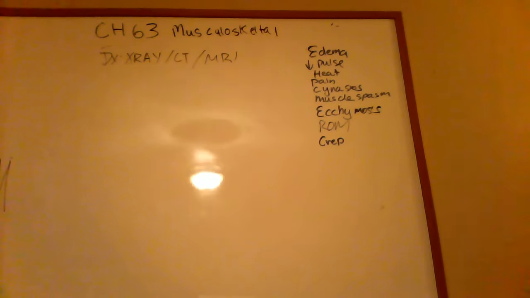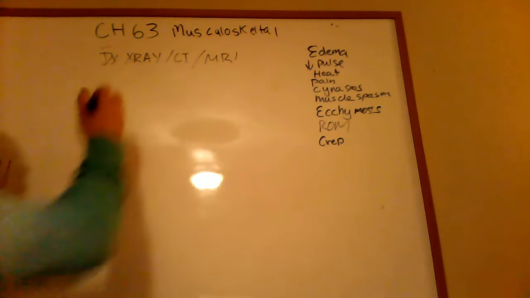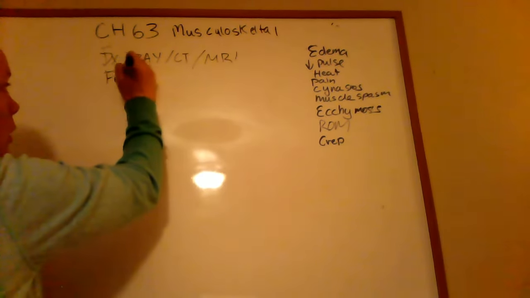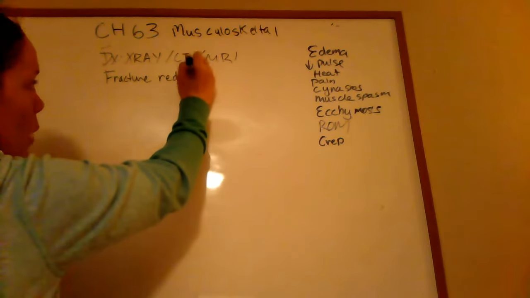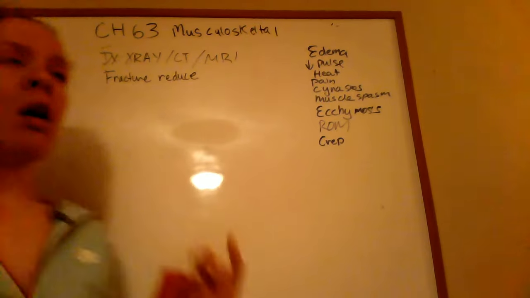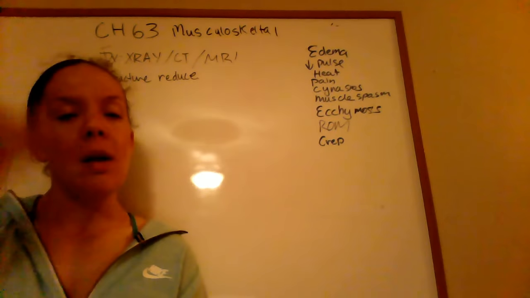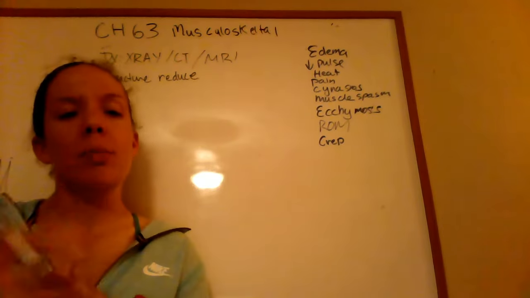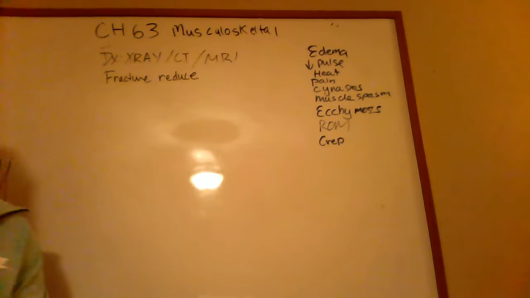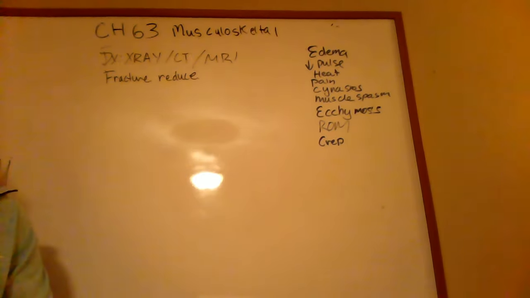Fracture reduction. Fracture reduction can be closed or open. And then again, you have open and closed. Obviously, open, as it might sound, is going to be I'm surgically creating the opening. Closed is I'm putting a boot on or a splint on that's going to create reduction between the two bones.